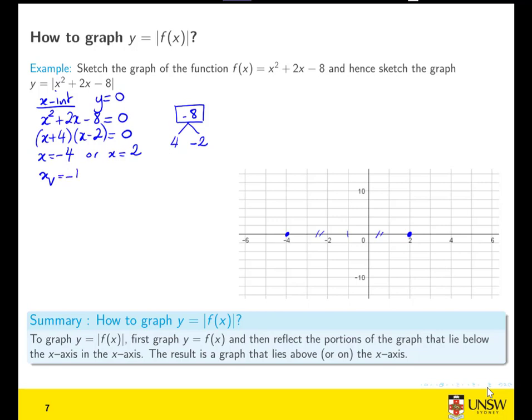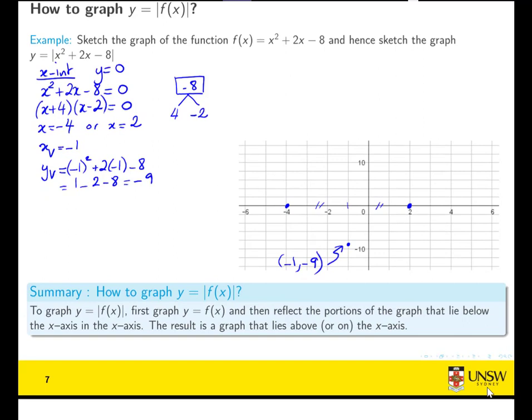And now if we want the y-coordinate of the vertex, this V stands for vertex, we just substitute this value, the negative 1, into this expression. And we get negative 1 squared plus 2 times negative 1 minus 8, so that's really 1 minus 2 minus 8, and that's negative 9. So we know that our vertex is this point here, and its coordinates are going to be negative 1 and negative 9. And that's enough to get a fairly good feeling of what our graph looks like.